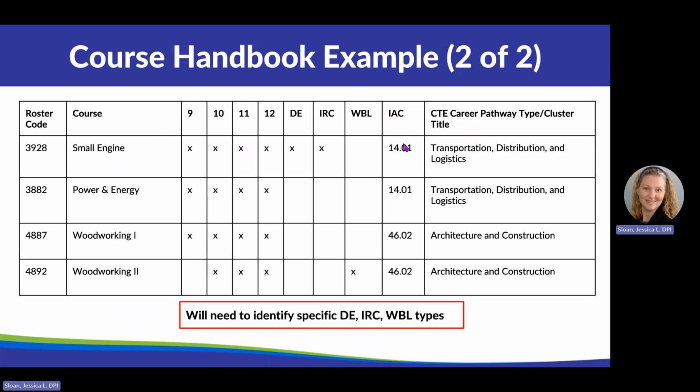So you have 2 courses for a career pathway, and you can have 5 courses in a career pathway, and they would all use the same IAC code. It's up to you. It's a minimum of 2. And then I actually list the cluster pathway right here. And this helps you stay organized and see the big picture as you are entering it into the student information system.